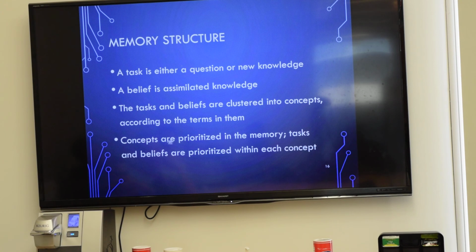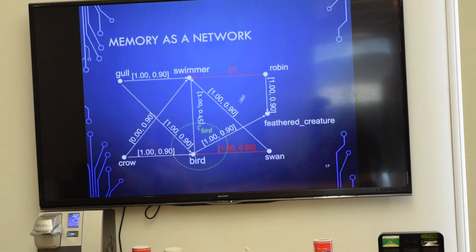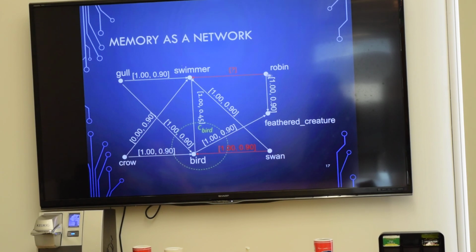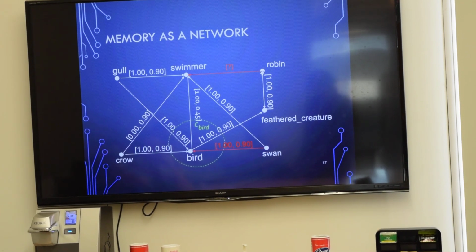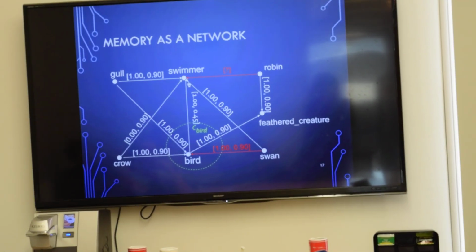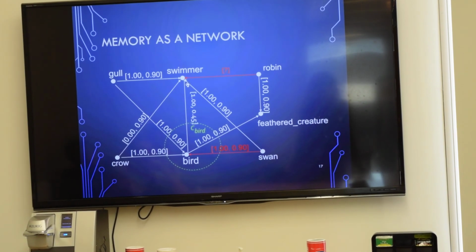Another thing is the memory is fully prioritized, which I don't have in this picture because otherwise it's too complicated. You can intuitively think that every node has a priority value attached. It's kind of like an activation level, like in a neural network. Also, every link has a priority value attached. Later we will see why.